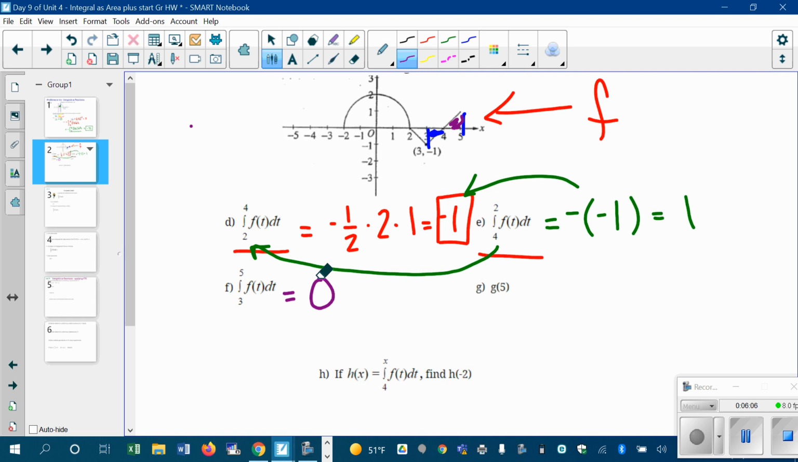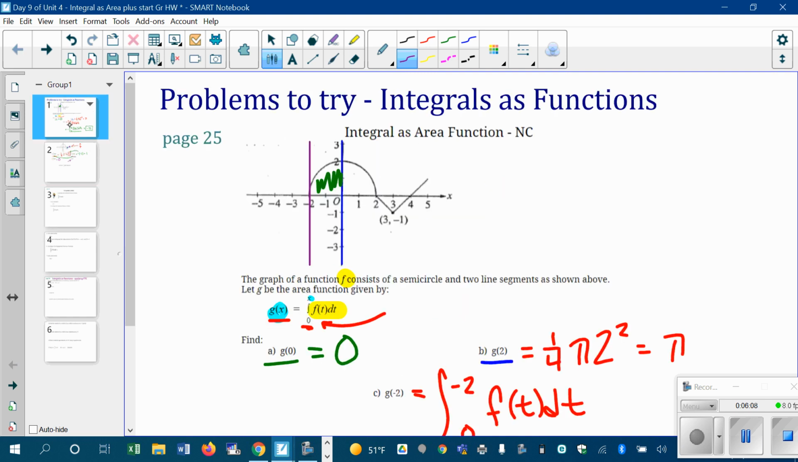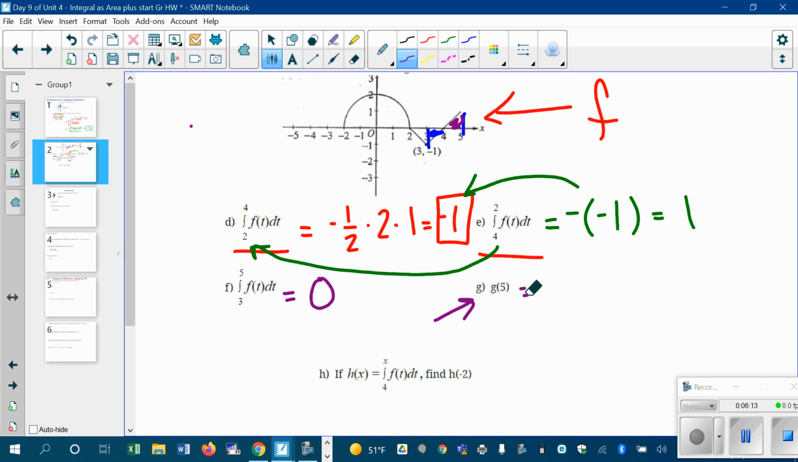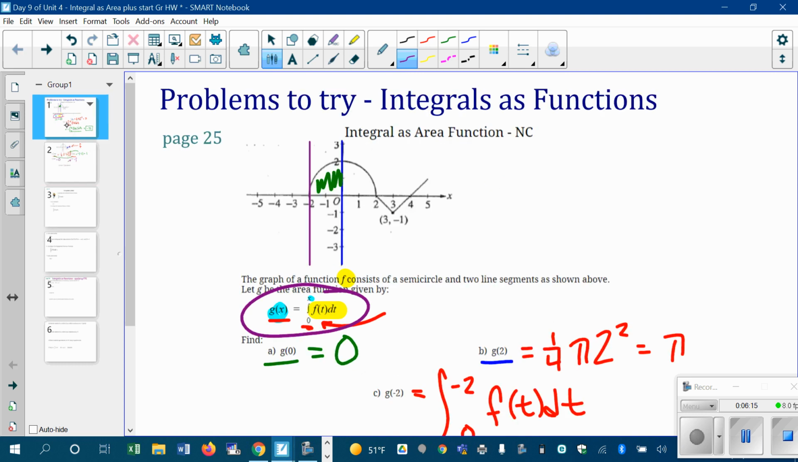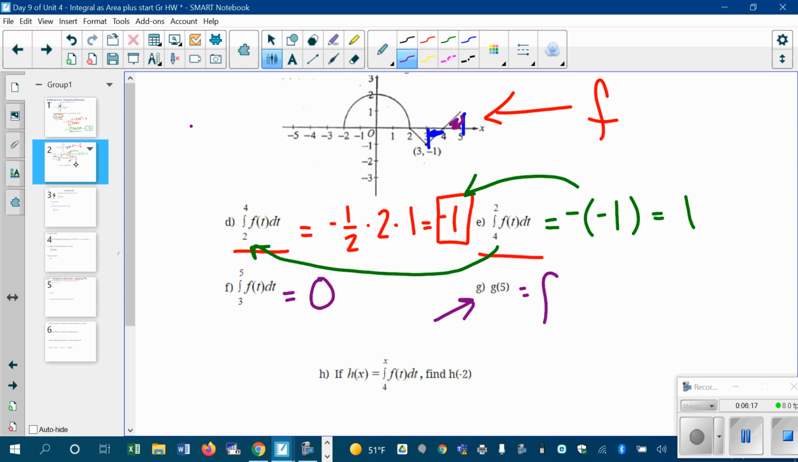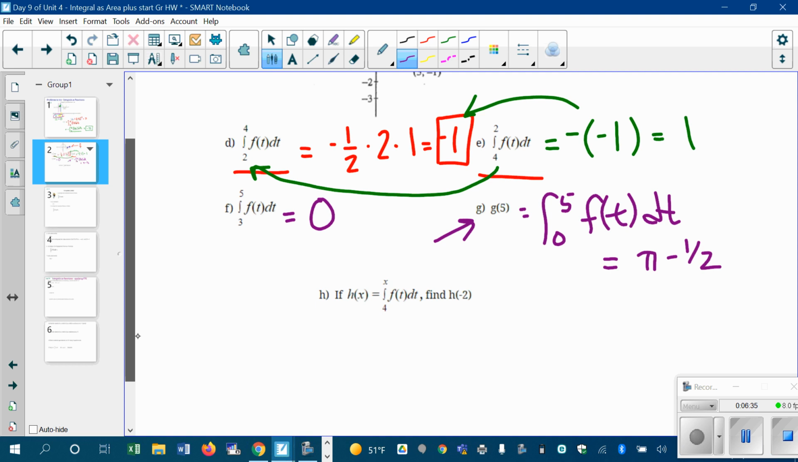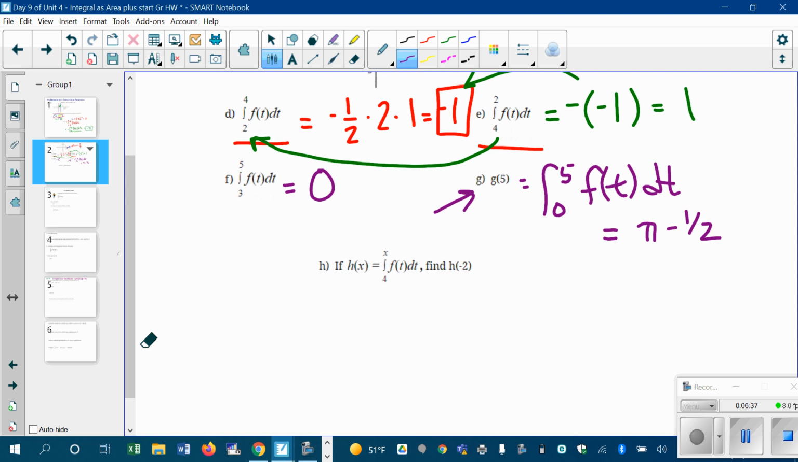Now we're back to thinking about function g here. So recall function g was defined back here. And so we're going to have from 0 to 5 the integral of f. F is my picture up there. And so I'm going to look at the accumulation from 0 to 5. Taking my previous answers into account, that should end up with pi minus 1/2, all told. Some stuff cancels and so forth.